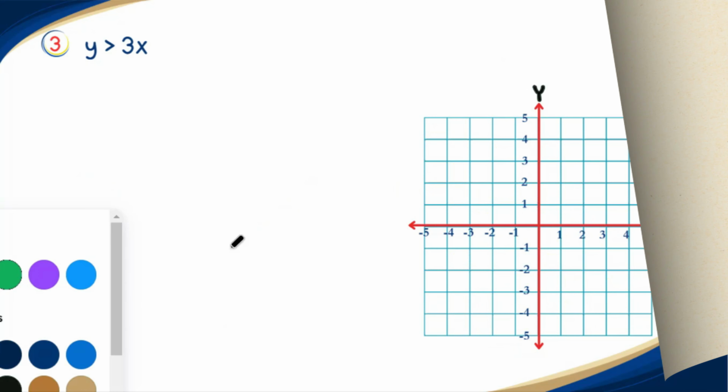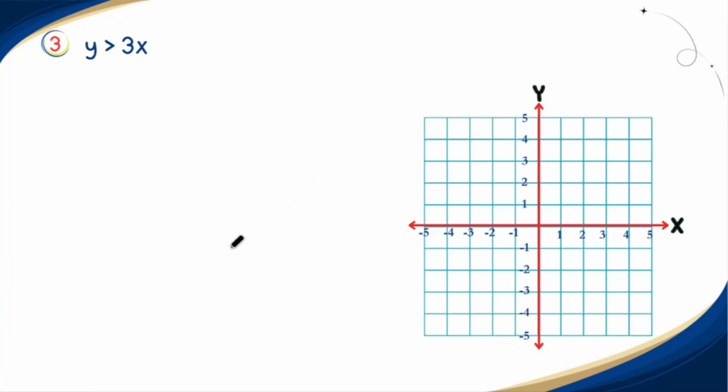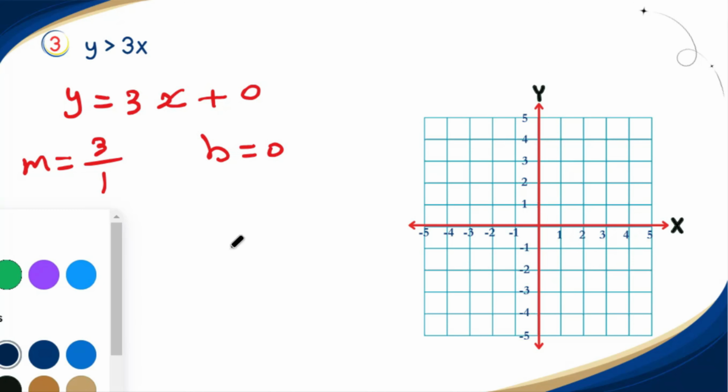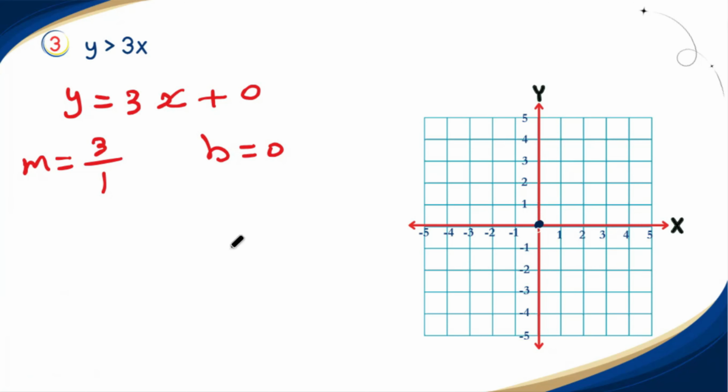Next question. Question number 3. y more than 3x. Let's start with the boundary line, y equals 3x. Now the slope here will be 3 over 1, and there is no y-intercept here, which means b will be 0. Then we start from 0 for the y-intercept on the y-axis. Now rise will be 3 and run will be 1. Rise 3: 1, 2, 3, and run 1 to the right and put the dot.